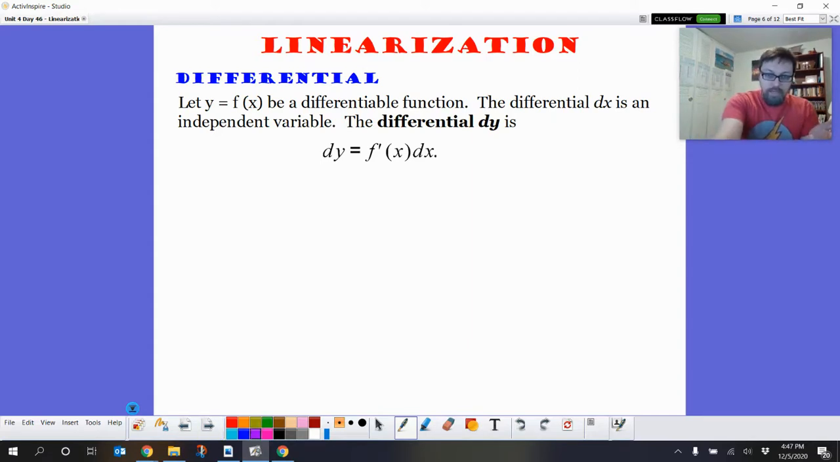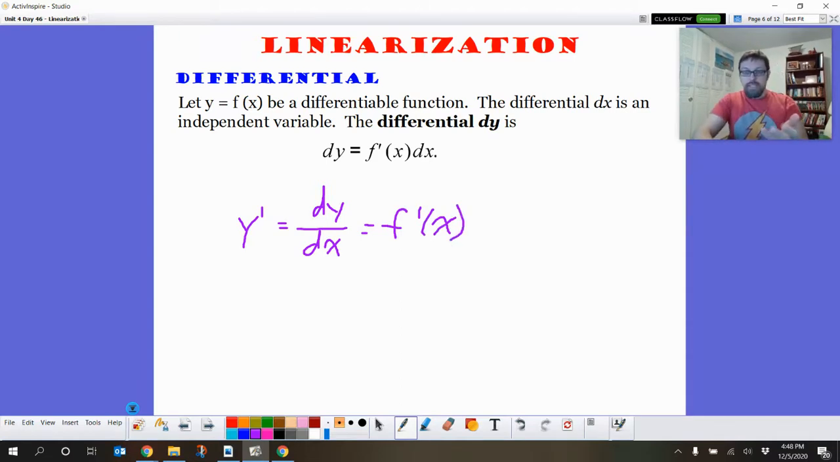We've been saying for a long time that if you write dy over dx, that's the derivative. You could also write y prime. You could also write f prime of x. We're using all of those things as our notation for a derivative.